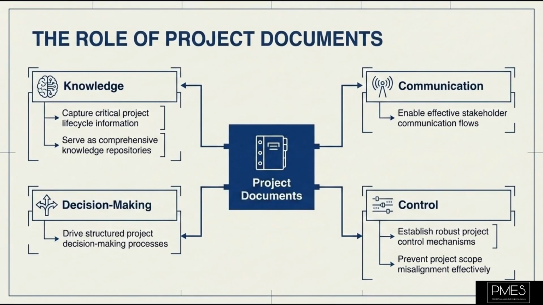Project documents are the essential written records and outputs that capture critical information throughout a project's life cycle. These documents are vital for effective communication, decision-making, and control. They serve as a repository of project knowledge, ensuring that everyone involved understands the project's direction, status, and requirements. Without clear and well-maintained documents, projects can quickly lose their way, leading to confusion and missed objectives.